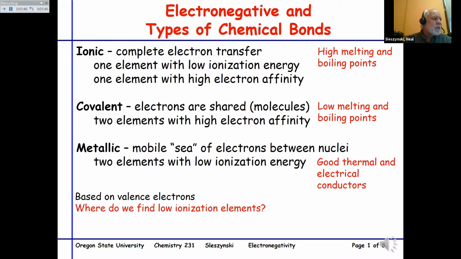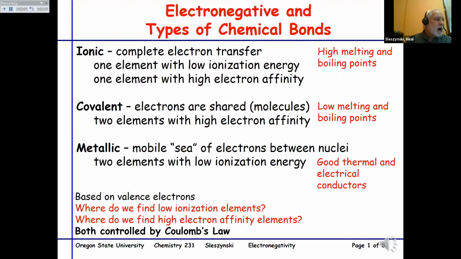Where in the periodic table do we find elements that have low ionization energies? I'll leave you to go back and review that. Where in the periodic table do we find elements that have high electron affinities? Well, we'll review that during this tutorial. But both of these concepts are controlled by Coulomb's law, which relates the energy of attraction between positive and negative charged entities, whether they're nuclei and electrons, or different parts of molecules that have positive or negative charges.